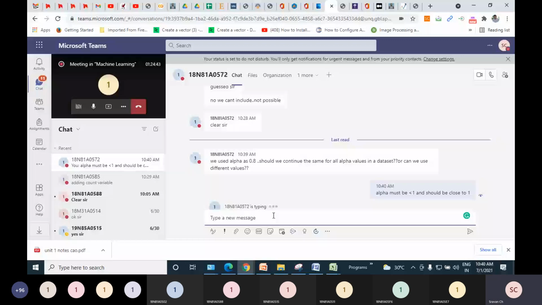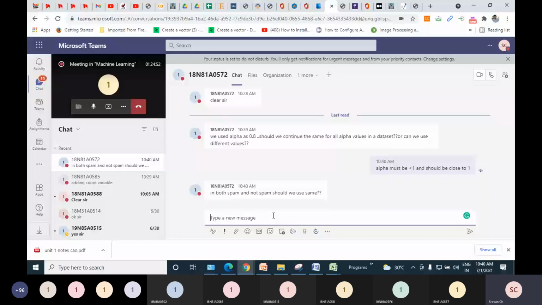In both spam and not spam, should we use the same alpha? Yes, that's what I'm saying. In the entire text classification problem, suppose the number of classes is 2 or more than 2. Suppose you got an email and you already assume that this is not spam. Now you have to decide whether it should go to the primary tab, the promotions tab, the social tab, the updates tab, or some other tab like the personal tab. Then multiple classes are there, 5 or 6.